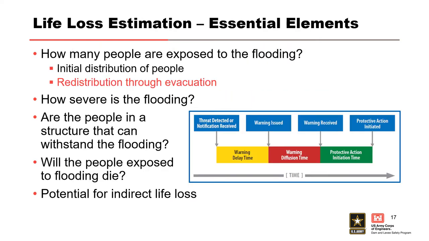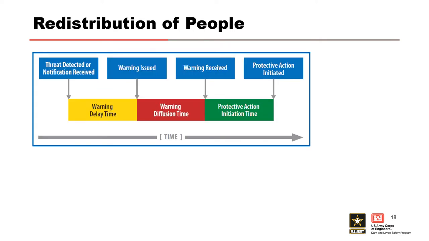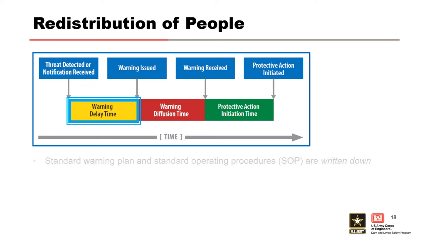Redistribution through evacuation. Again, I'm going to hit this really hard tomorrow, but I'll talk about it briefly now. You see this warning and evacuation timeline from when the threat's detected to when warning is issued to when the warning is received. And then when the protective action is initiated. So real quick on these, we break it into these three kind of delays. The warning delay time: the emergency management agency has received this threat and they have certain processes they go through before they issue a warning. How much time do they take, right? The goal here is let's shorten this timeline as much as possible. That's how you get more people out before the water shows up.